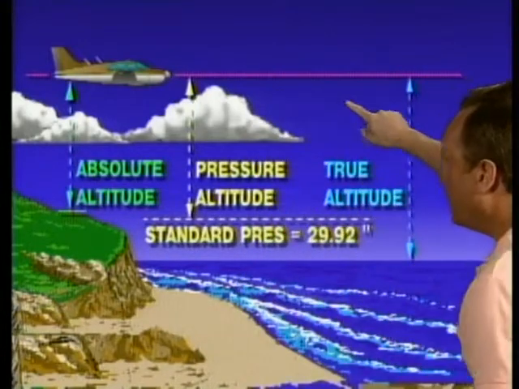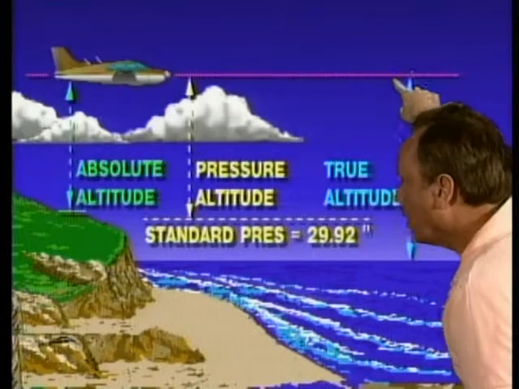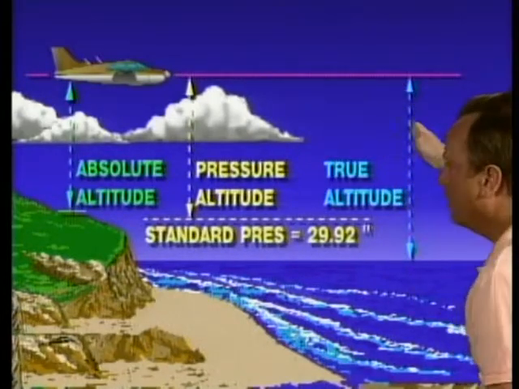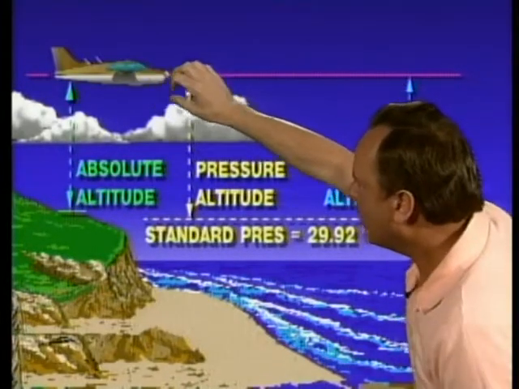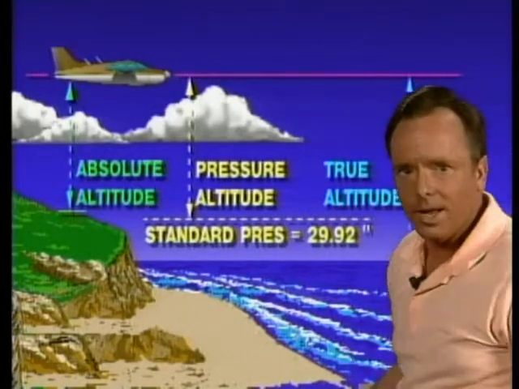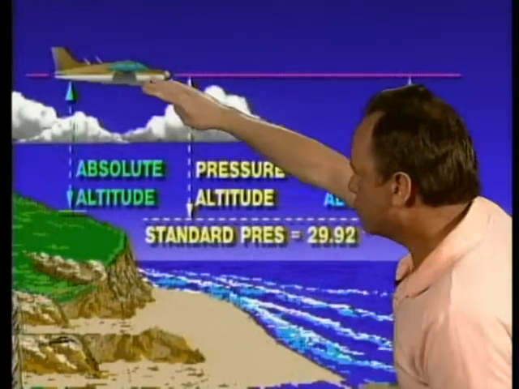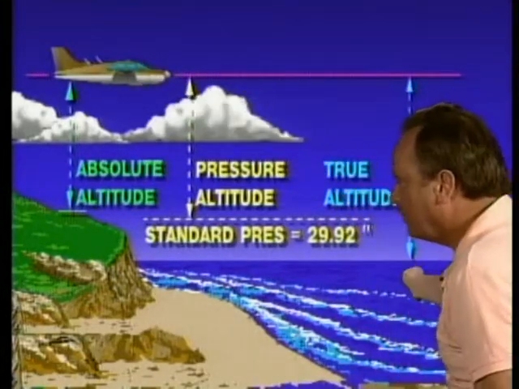But true altitude is really what it would read if it's reading correctly, and that tells you the vertical distance of the aircraft above sea level. So if your altimeter is reading correctly, it tells you true altitude, and that's how high you are above sea level. Now, indicated altitude and true altitude may not always be the same. So true altitude is how high you are above sea level.